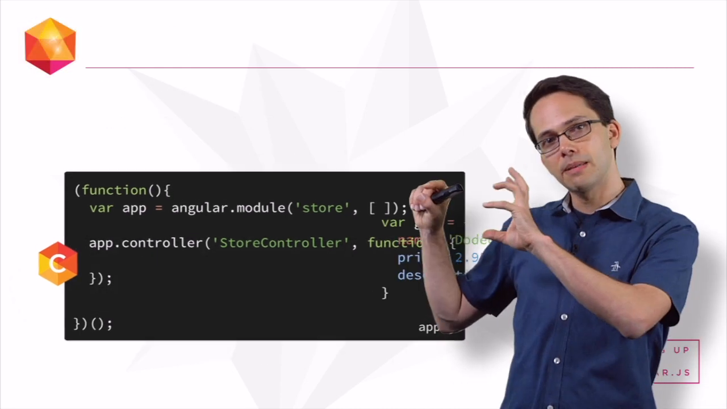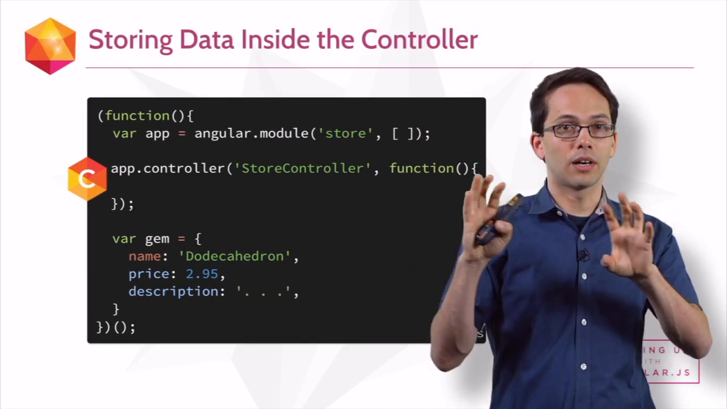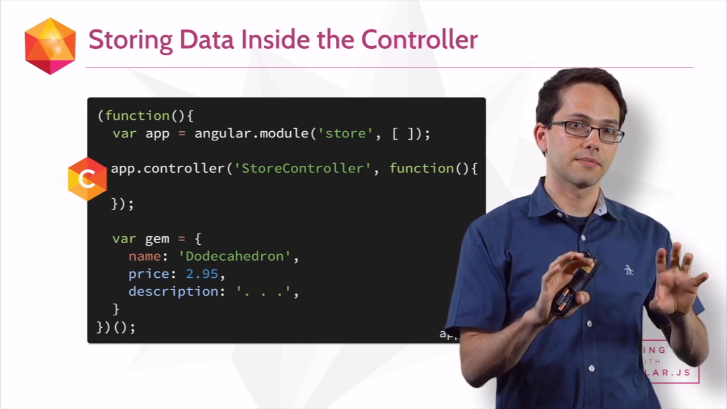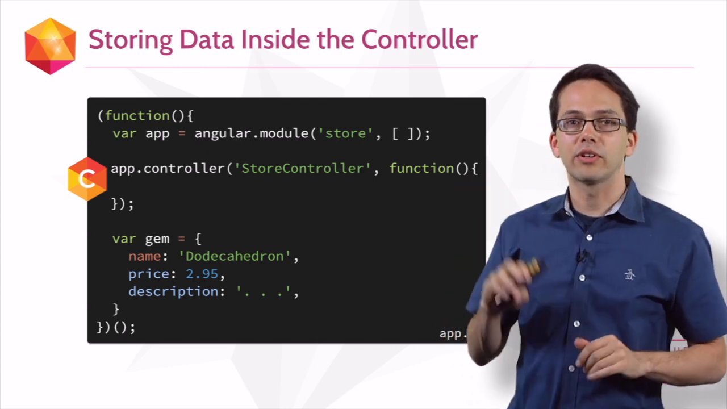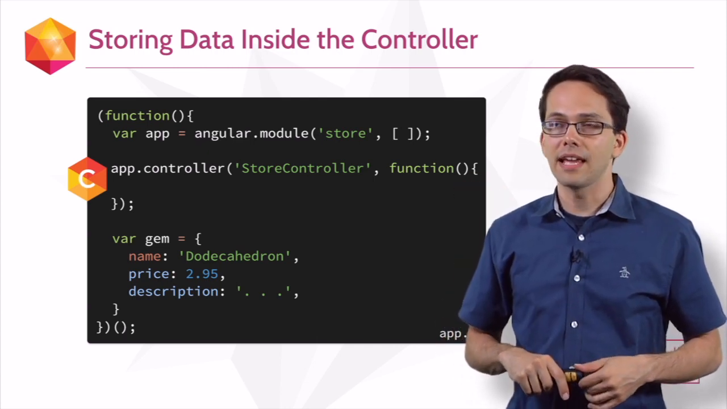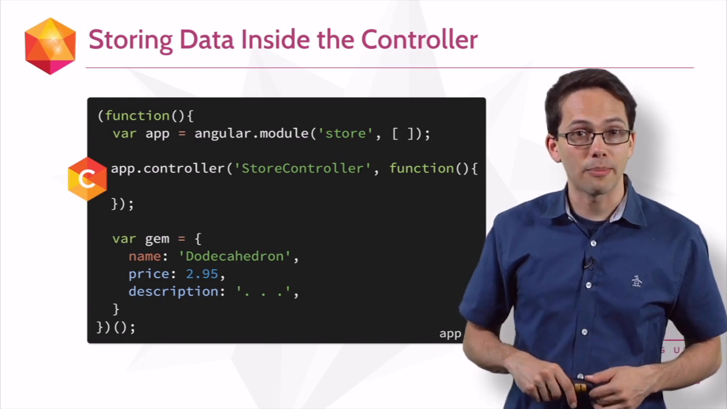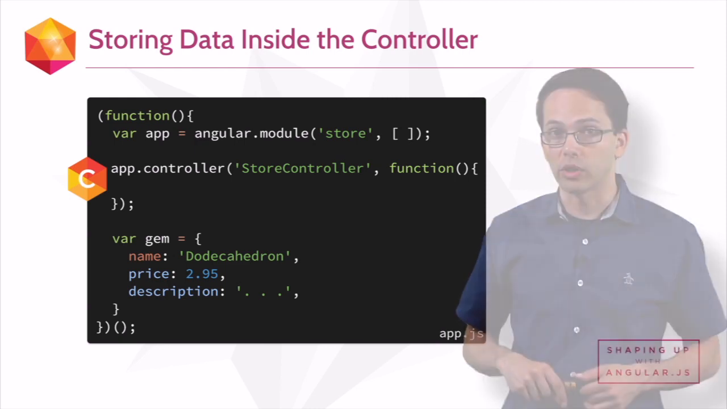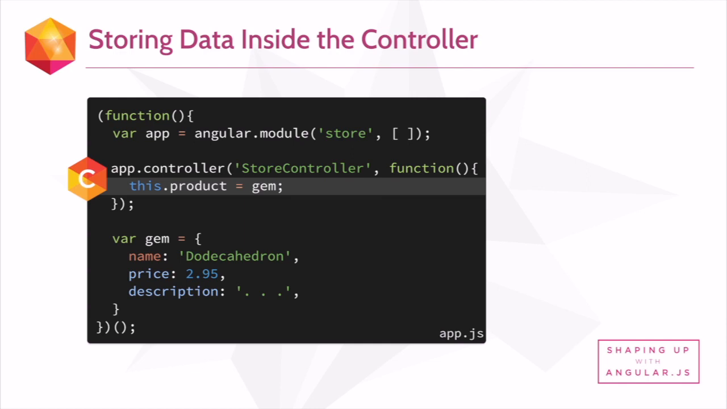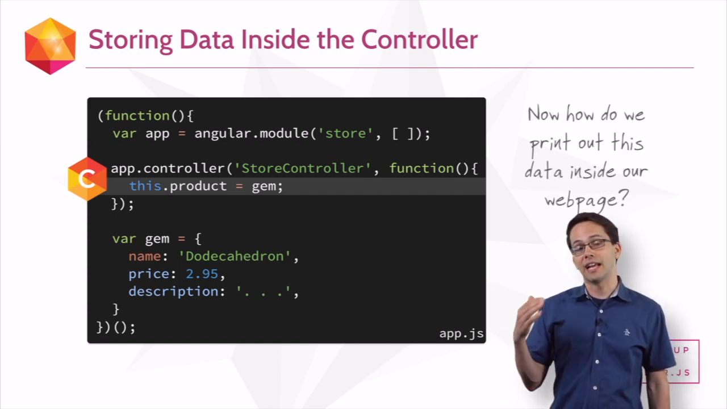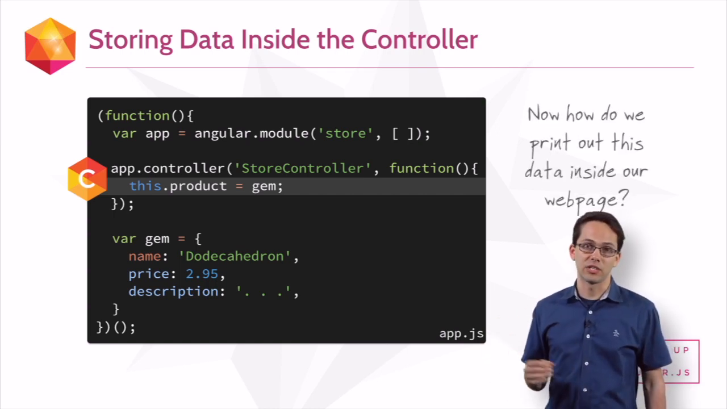Now let's move our gem variable into our app.js. Now from inside of our controller, we need to set this gem equal to a property of this controller. So we'll call this.product, product is a property of our controller, and set that equal to gem. Now we need to figure out how to get access to this data from inside of our HTML.